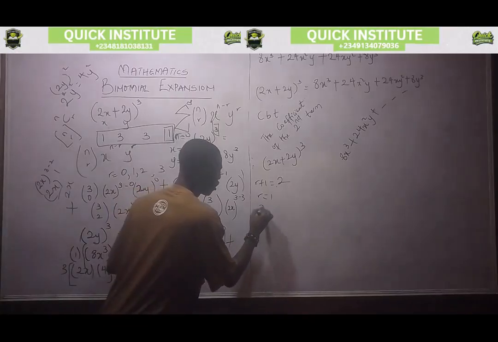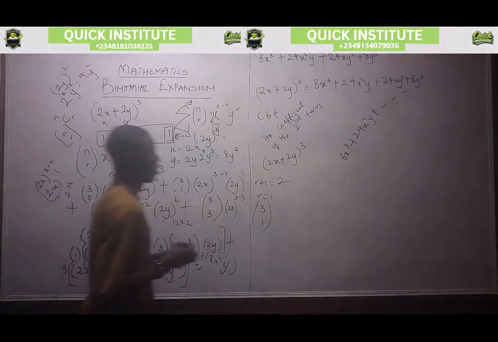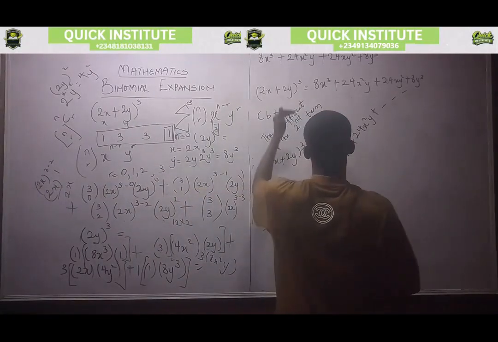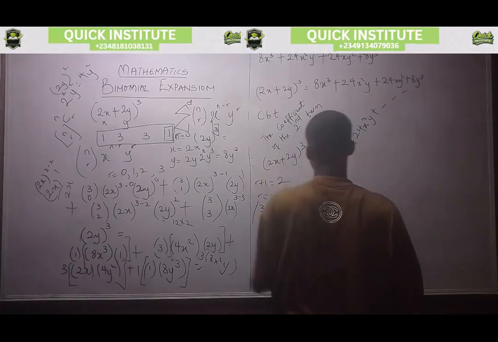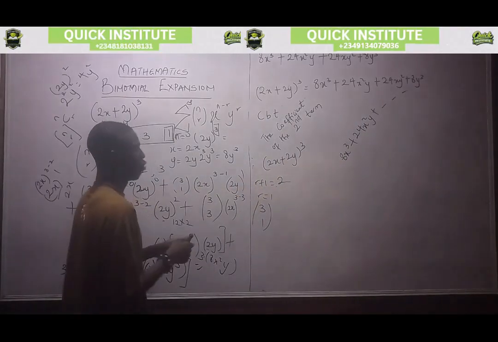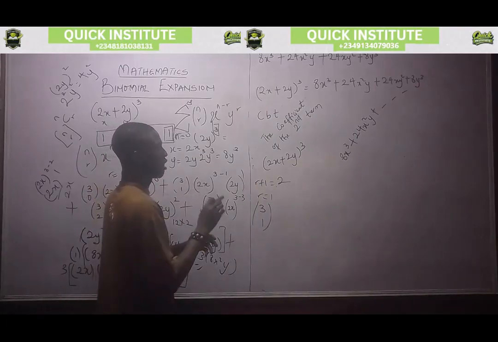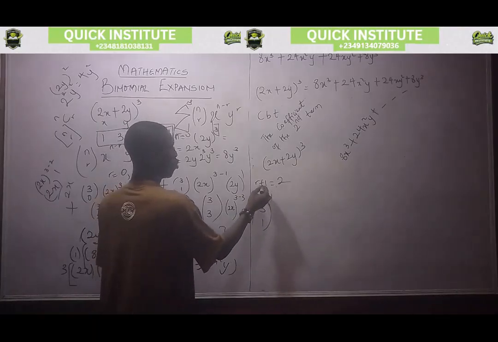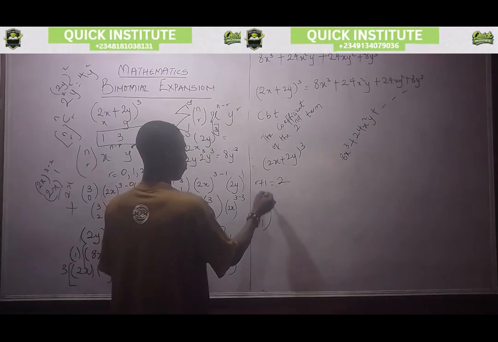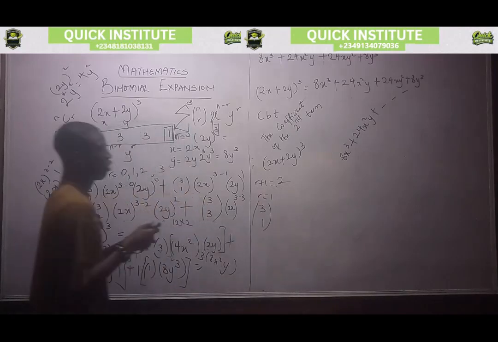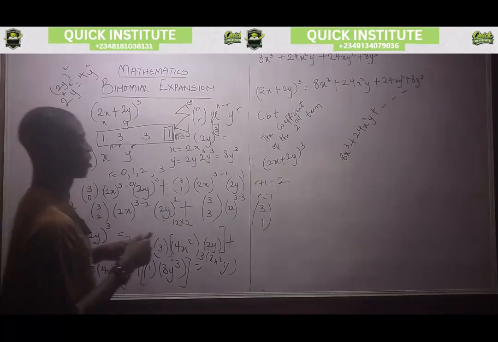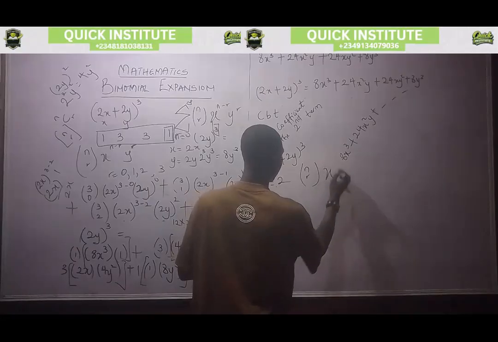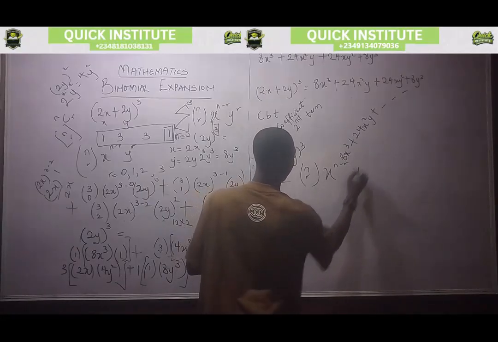So now you do n combination r, 3 combination 1. Since you are given a fixed number, they've already said find the coefficient of the second term. So to find your second term directly, you do r plus 1 equals 2. So r equals 2 minus 1, which is 1. So now you find your formula, which says nCr times x to the power n minus r times y to the power r.